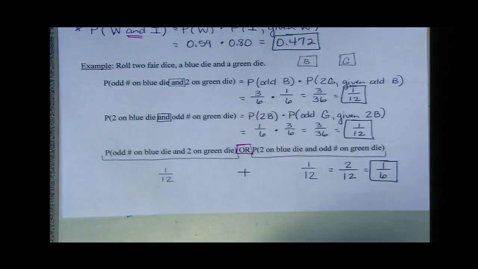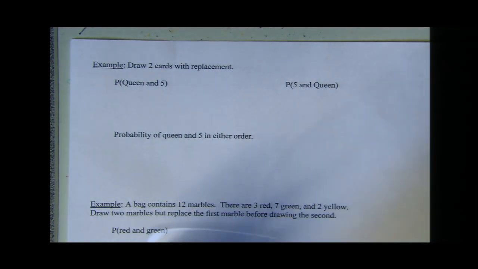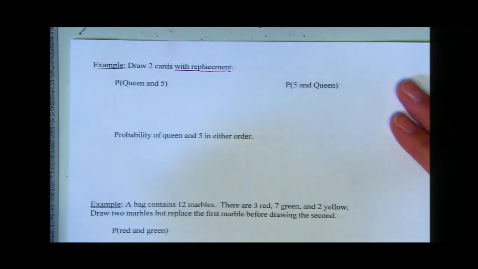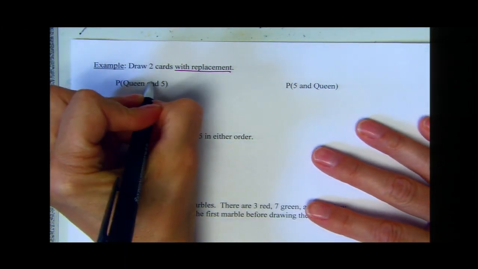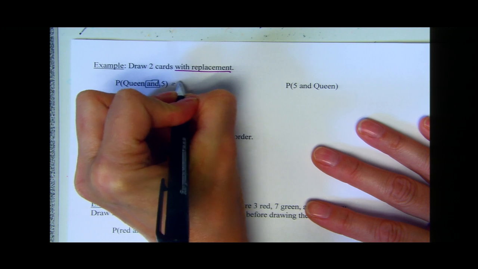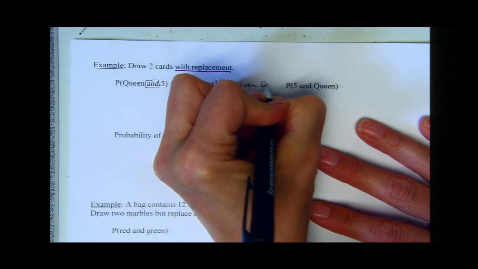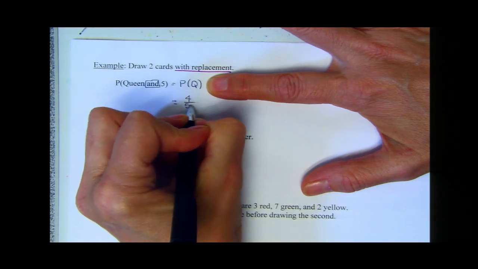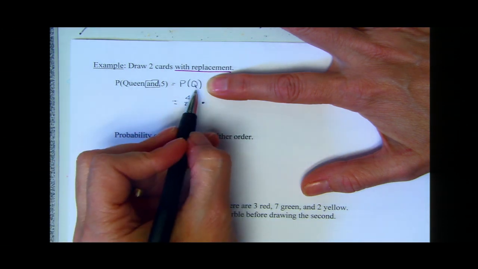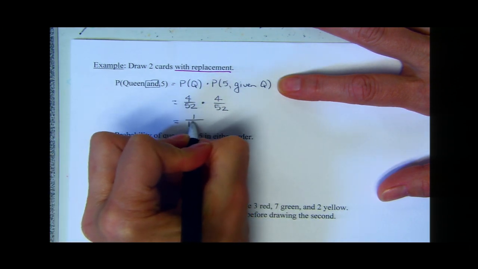All right, we'll look at some more examples. Okay, so we are going to draw two cards with replacement. So you remember when it has with replacement, that tells me that they're independent events. All right, so the probability of a queen and a 5. It's and. So we would have the probability of queen times the probability of 5 given queen. All right, so first draw, what's the probability you get a queen? 4 out of 52. Replace the card, so that makes it independent. And now what's the probability you get a 5? 4 out of 52. You multiply that and reduce it, and you get 1 over 169.